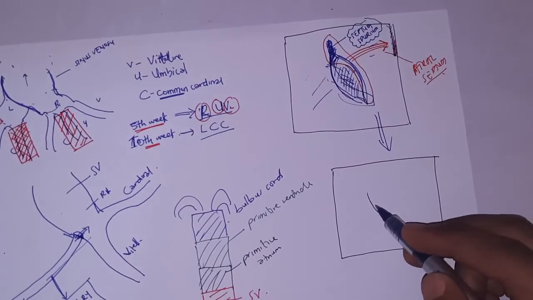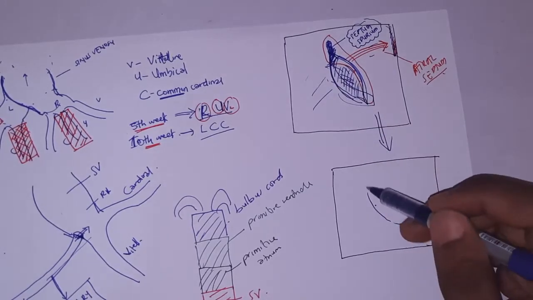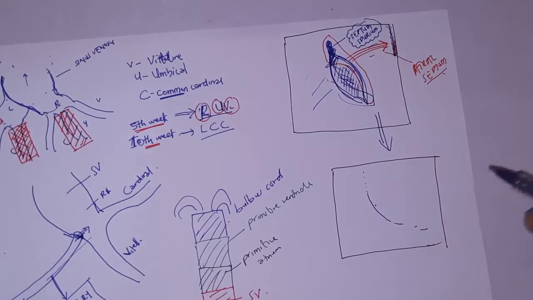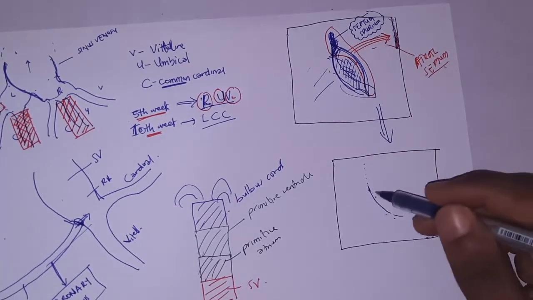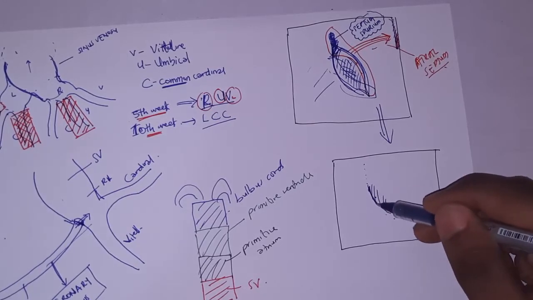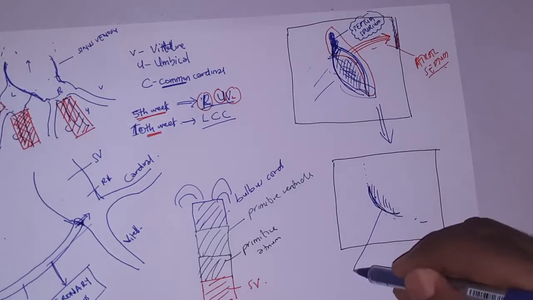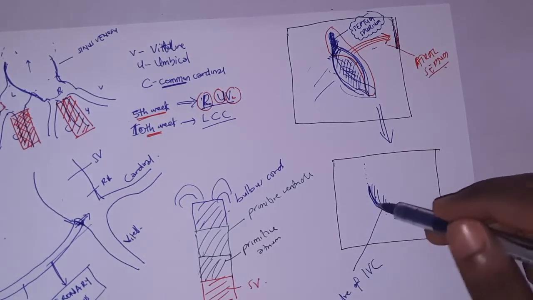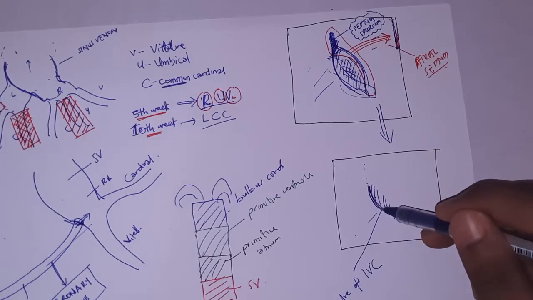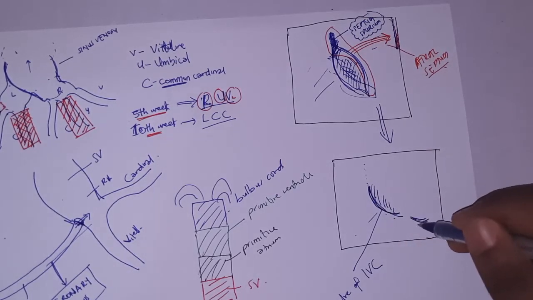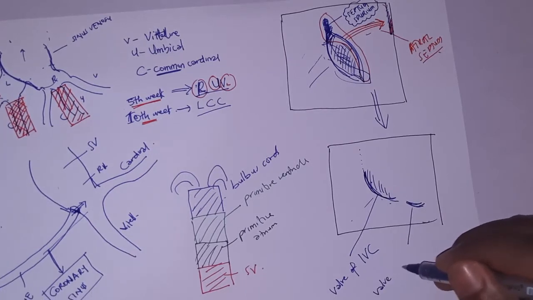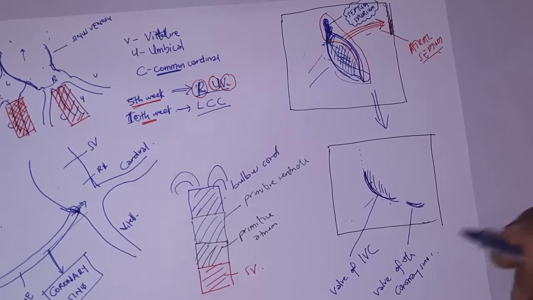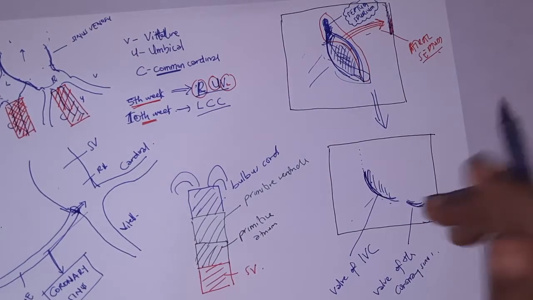First of all, the superior aspect of the right valve is going to disintegrate, such that all you have is the inferior aspect of the right valve, and this inferior aspect is now going to serve as the valve of the inferior vena cava. You know the IVC drains into the right atrium, so you're going to look at the valve of the IVC, and it's also going to serve as the valve of the coronary sinus. So you have the valve of the IVC, valve of the coronary sinus.